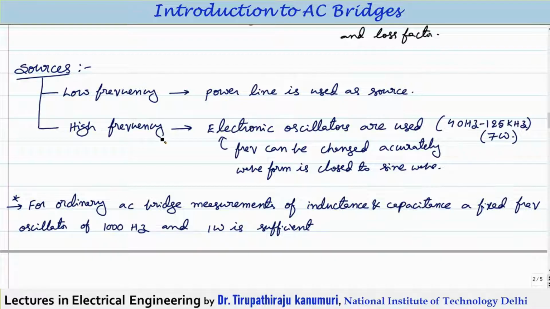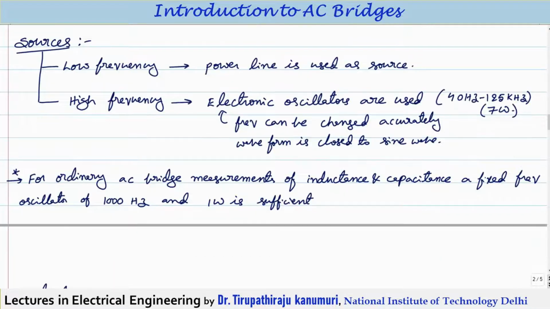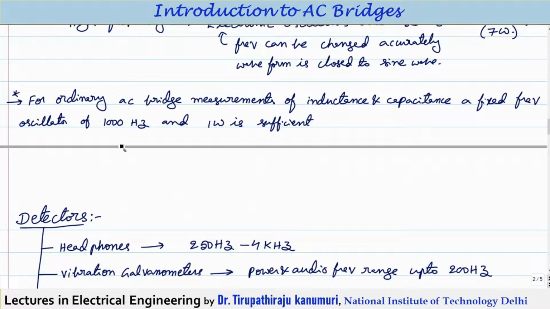In order to get frequencies other than the supply frequency, we use electronic oscillators. These electronic oscillators generally produce frequencies between 40 Hz to 125 kHz, and they are rated up to 7 watts of power. The advantage of electronic oscillators is that the frequency can be changed accurately. That means whatever exact frequency can be tuned, and the waveform obtained will be very close to a sine wave. That means harmonics will not be there in the waveform, so there is no effect on the null detector which is used.